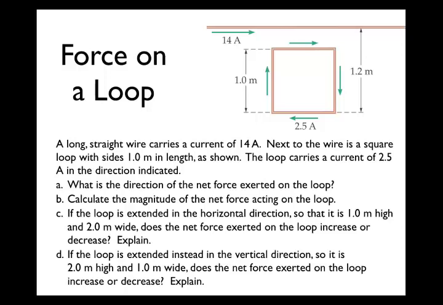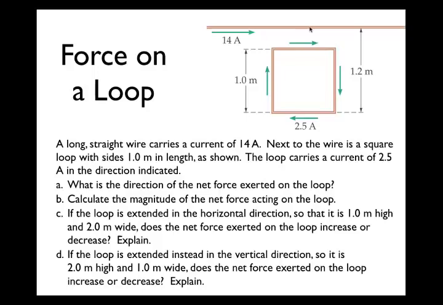This is a square loop that is 1 meter in length on all sides. The bottom of the loop is 1.2 meters away from the large current carrying wire, so we can deduce that the distance here must be 20 centimeters between the top of the loop and that long current carrying wire. And there is 14 amps in the wire on top and 2.5 amps in the wire in the square.